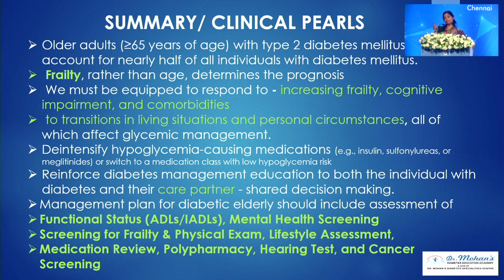And whenever you're jotting out a treatment plan for our diabetic older adult, you have to include functional status, mental health screening, screening for frailty, and a physical examination at every visit. It can vary within 4 months or 6 months in an older adult. And then the lifestyle assessment, medication review, polypharmacy, hearing test, and oncology screening. All of these are very important when you plan treating an older adult with diabetes.